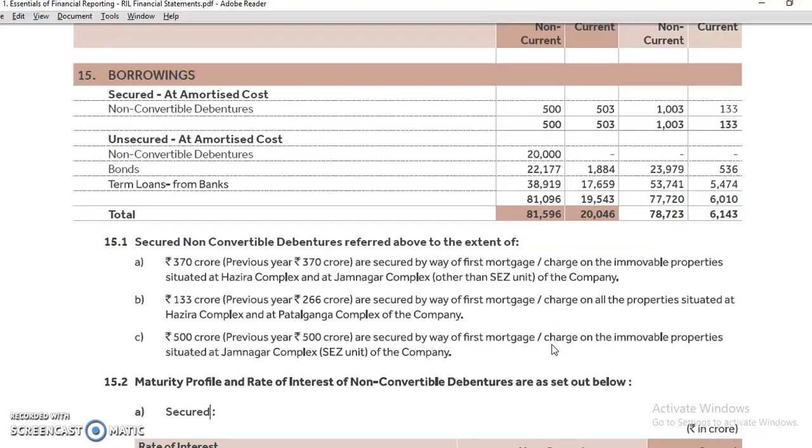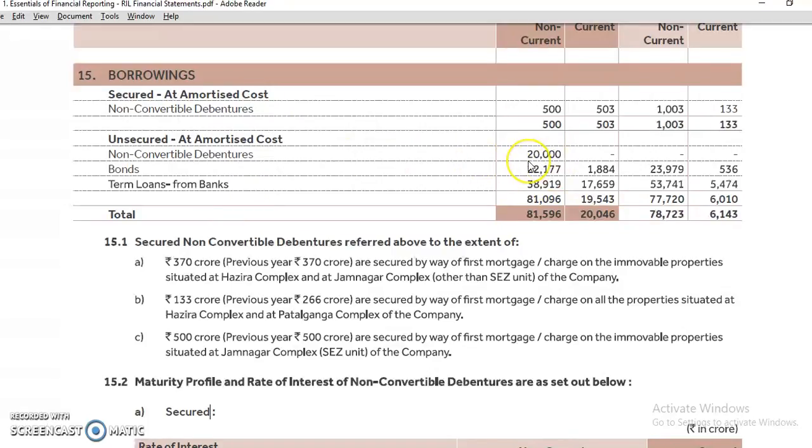Now that was shareholders' equity. The next line is about the borrowings. Borrowings here, you see, they separate into secured and unsecured borrowings at amortized cost. So they are non-convertible debentures. Secured means the company has given certain assets as collateral to secure the redemption of these debentures, or to secure the repayments. Unsecured means we have not given any kind of security.